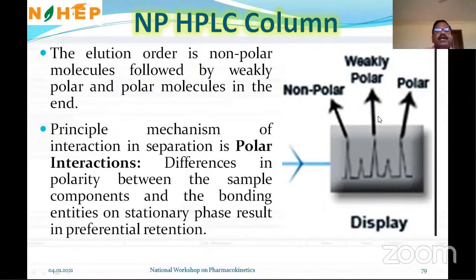Here the principal mechanism behind normal phase or reverse phase chromatography is the interaction. The interaction in separation is a polar interaction. So differences in polarity between the sample components and the bonding entities on the stationary phase result in preferential retention. Depending on the polarity of the substances, they will interact with the mobile phase or the stationary phase. Depending on that, they are retained or eluted.